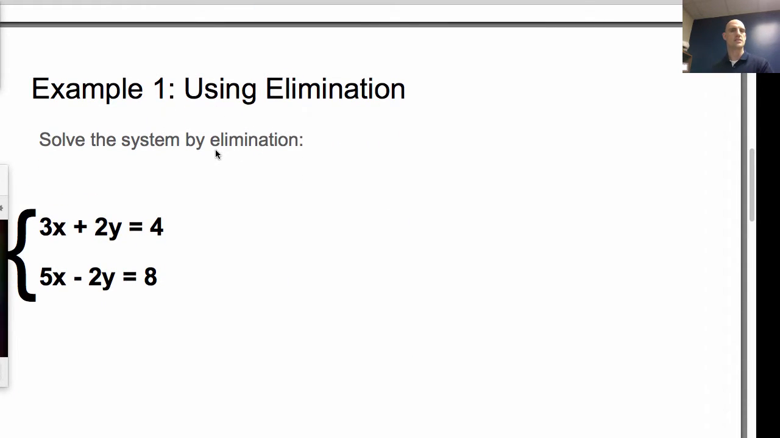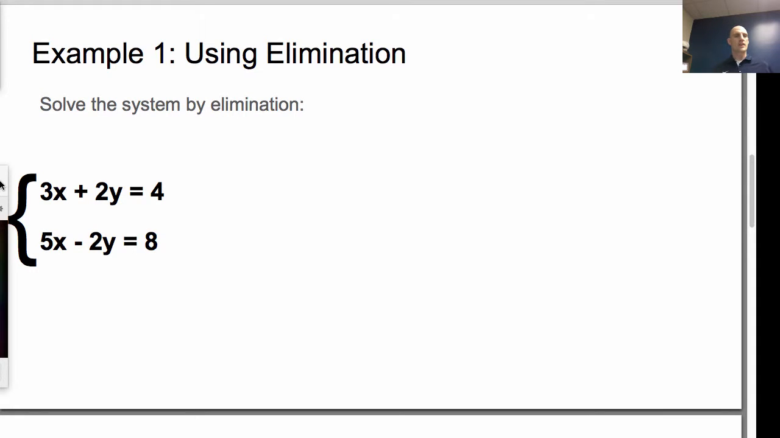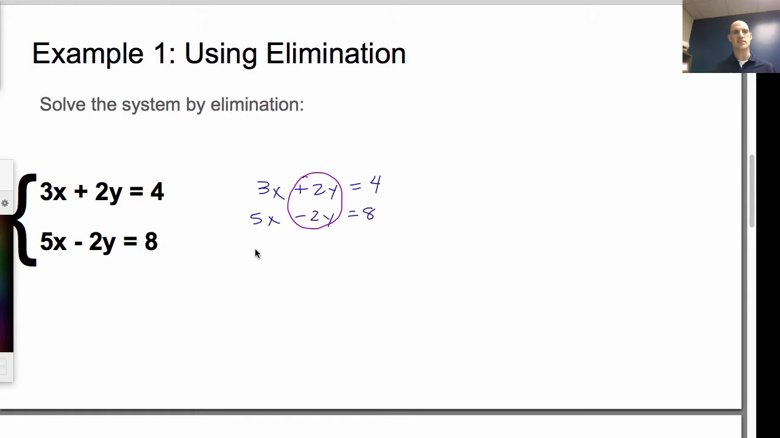First example, solve the system by elimination. We're given 3x plus 2y is equal to 4, and then 5x minus 2y is equal to 8. And what we see here is we're looking for an opportunity to add the two equations together to eliminate one of the variables. And so as we look here, this is kind of the easiest case.